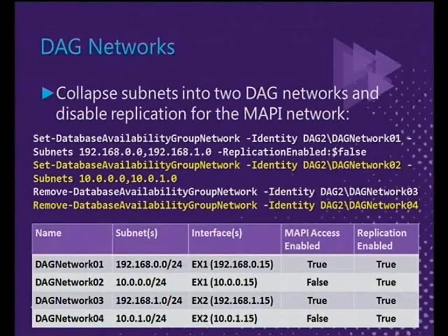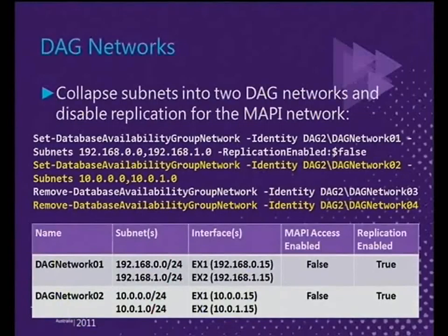Then I'm going to do a similar thing. I'm going to take the same commandlet, only this time I'm focusing on DAG network 02, and I'm taking both subnets in there. And as I said, at this point, DAG network 03 and 04 have no subnets and have no interfaces. They're simply empty DAG networks at this point. So what I do at that point is I use remove DAG network and get rid of both of those networks. And when I do that, now the configuration looks like this. I'm down to 2 DAG networks. They each have 2 subnets associated with them. That gives them both interfaces.